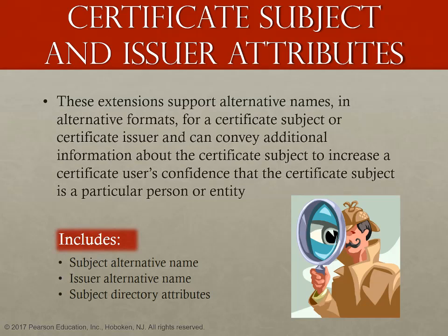Subject alternative name contains one or more alternative names using any of a variety of forms. This field is important for supporting certain applications such as electronic mail, EDI, and IPsec, which may employ their own name forms. Issuer alternative name contains one or more alternative names using any of a variety of forms. Subject directory attributes conveys any desired X.500 directory attribute values for the subject of this certificate.